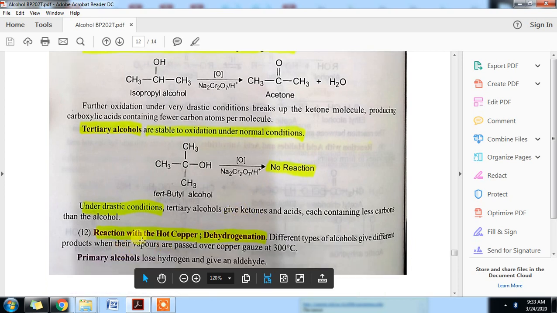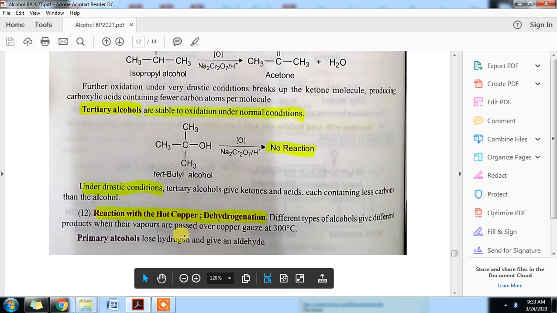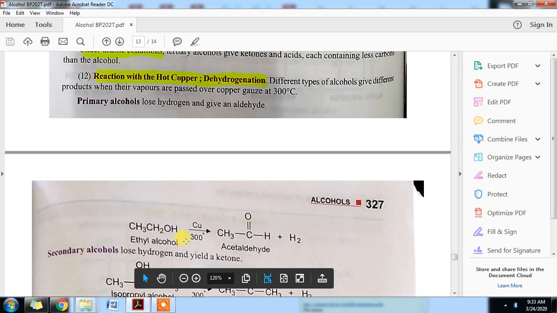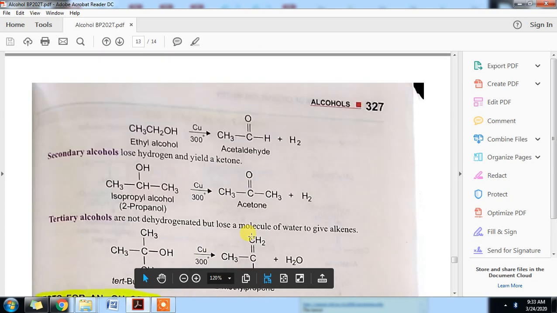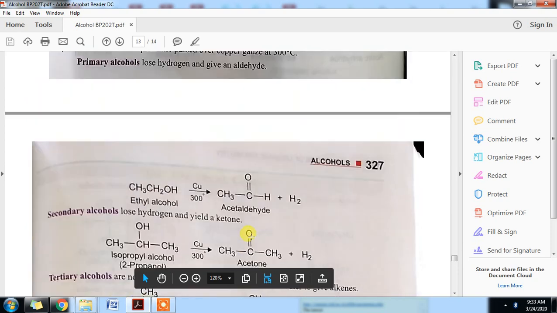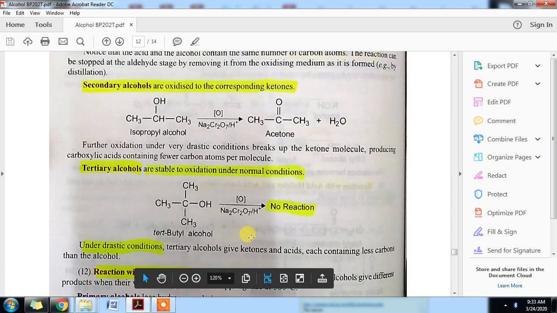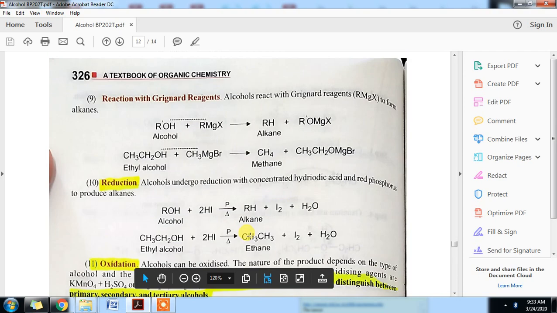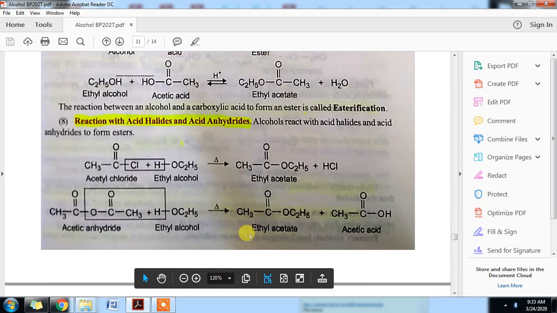This is also one: heating with hot copper. If you do this, a dehydrogenation reaction occurs. This is also one kind of oxidation using a metal. Upon heating, removal of hydrogen is occurring. So alcohol upon heating with copper gives you the aldehyde. Okay, so please remember this. So these are the chemical properties of your alcohol.